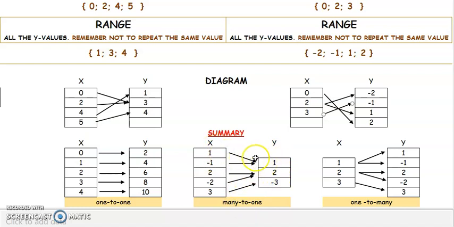So for this, we will have two coordinates. It's going to be 1 and 1, and it's going to be minus 1 and 1. So x is not being repeated. Y is being repeated, but because of the fact that x is not repeated, it is a function.